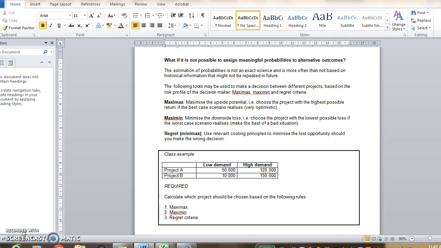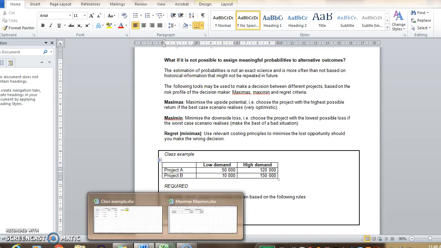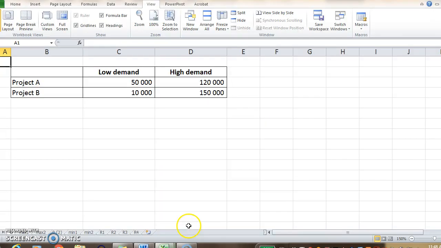So let's see how these three criteria work. So in this example, we have two projects, project A and B. And then there's two possible outcomes, either low or high demand. And that's what's uncertain. But we don't have any probabilities attached to it. And then there's the estimated profit for each scenario. So if we look first at the Maximax. Okay, so here's the same information.